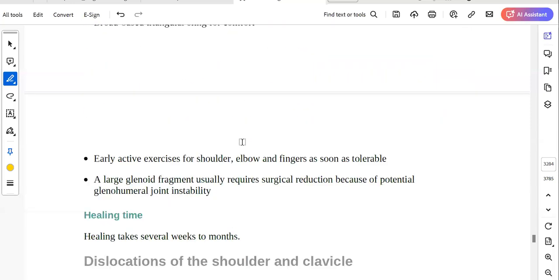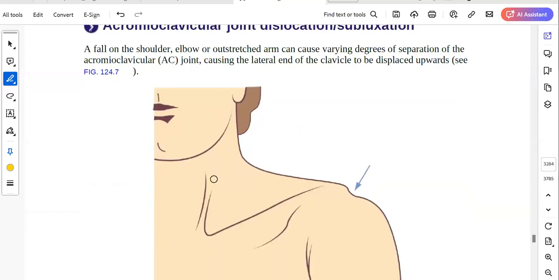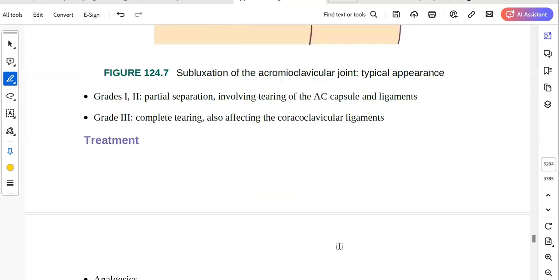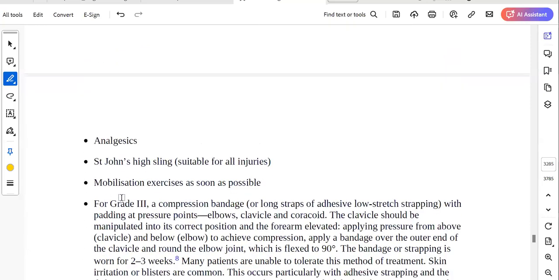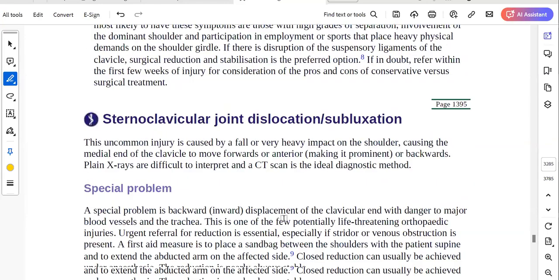Okay, so fracture of the scapula is not important. AC joint dislocation or subluxation. So acromioclavicular joint is over here. Again, sometimes AC joint can get dislocated if the patient falls on the outstretched arm. Not very important for the exam. The thing is that if there is an AC joint dislocation, the treatment is the same. Painkiller, put the patient on a St. John's high sling, and that's mainly the treatment of choice. So it doesn't come in exam, so not important.